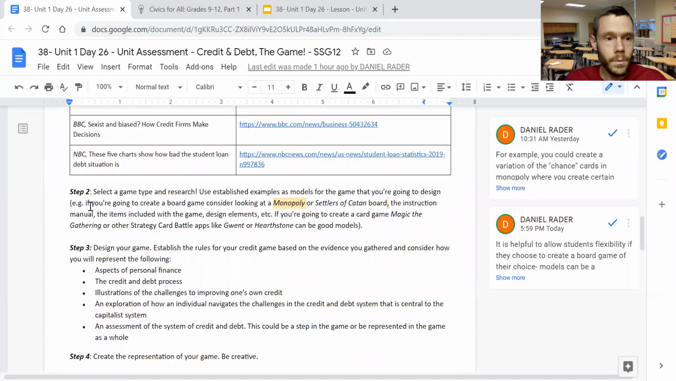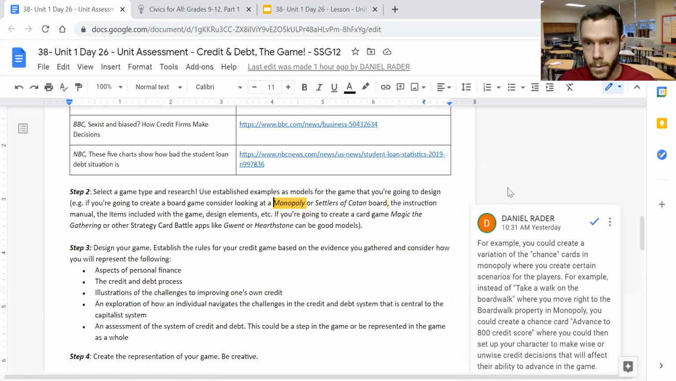So in terms of what students can do, they would want to identify a game type and then engage in some basic research. So there's many ways that you could do this. So for example, as a class, you could look at a digital version of the Monopoly game system or the Settlers of Catan board. You could look at an instruction manual. You really have a lot of flexibility in terms of how you may want to suggest your students implement their project.